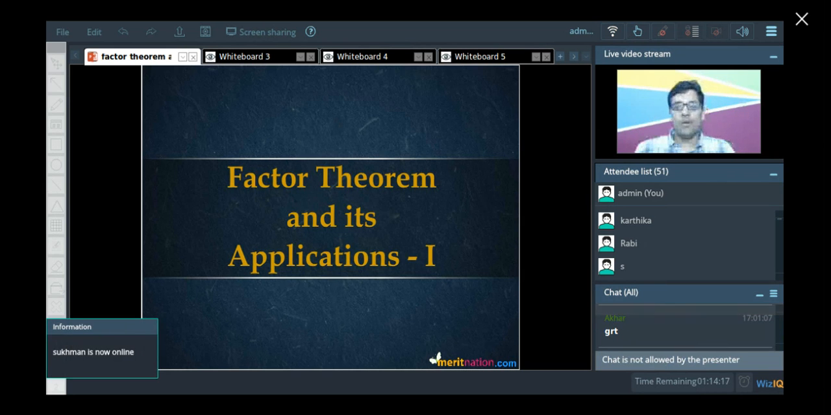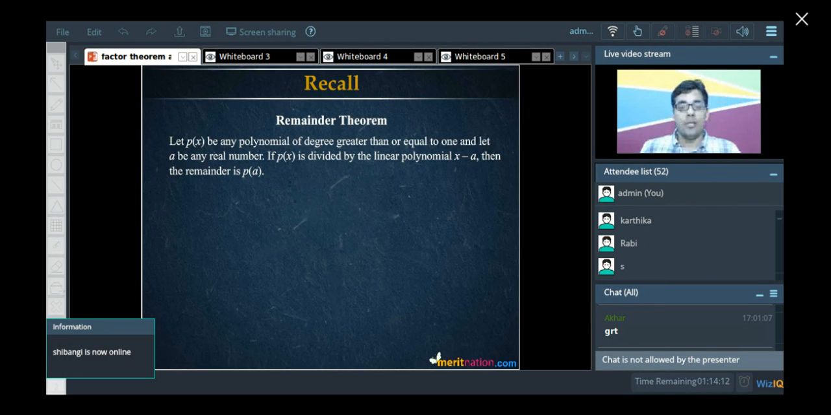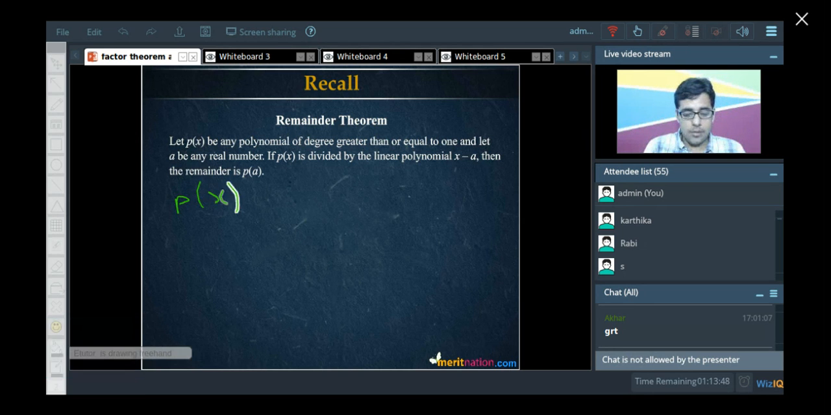Alright, let's start with the first chapter today, recalling the remainder theorem. What does the remainder theorem say? Let P(x) be any polynomial of degree greater than or equal to 1 and let a be any real number. If P(x) is divided by the linear polynomial x minus a, then the remainder is P(a).